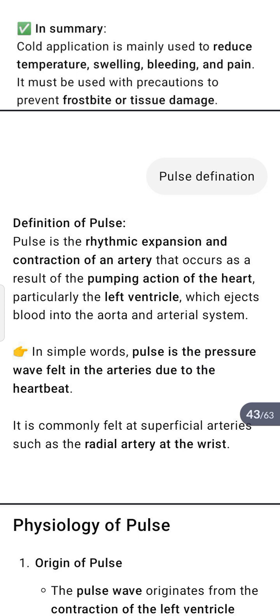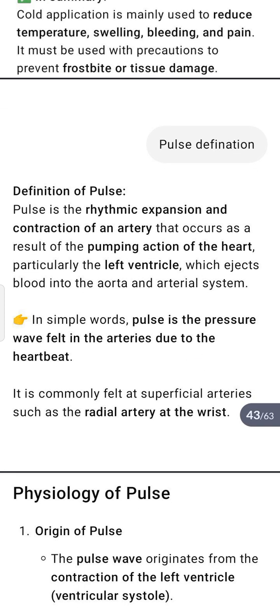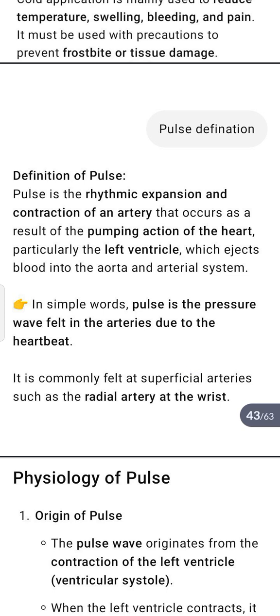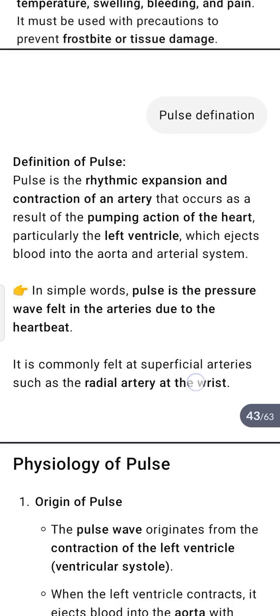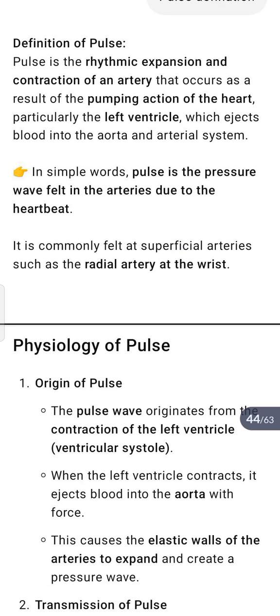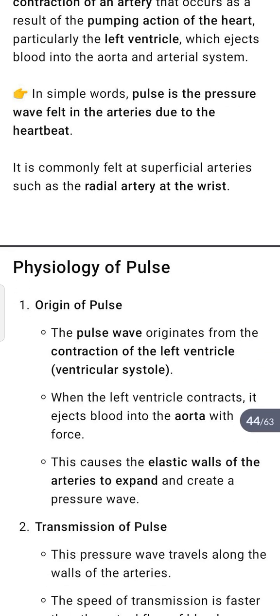When our heart pumps blood, there is rhythmic expansion and contraction of the arteries, which is the result of the pumping action of the heart. Particularly the left ventricle is responsible, which ejects blood into the aorta and arterial system. So this is the simple definition of the pulse. It is commonly felt at the superficial arteries, such as the radial artery at the wrist.